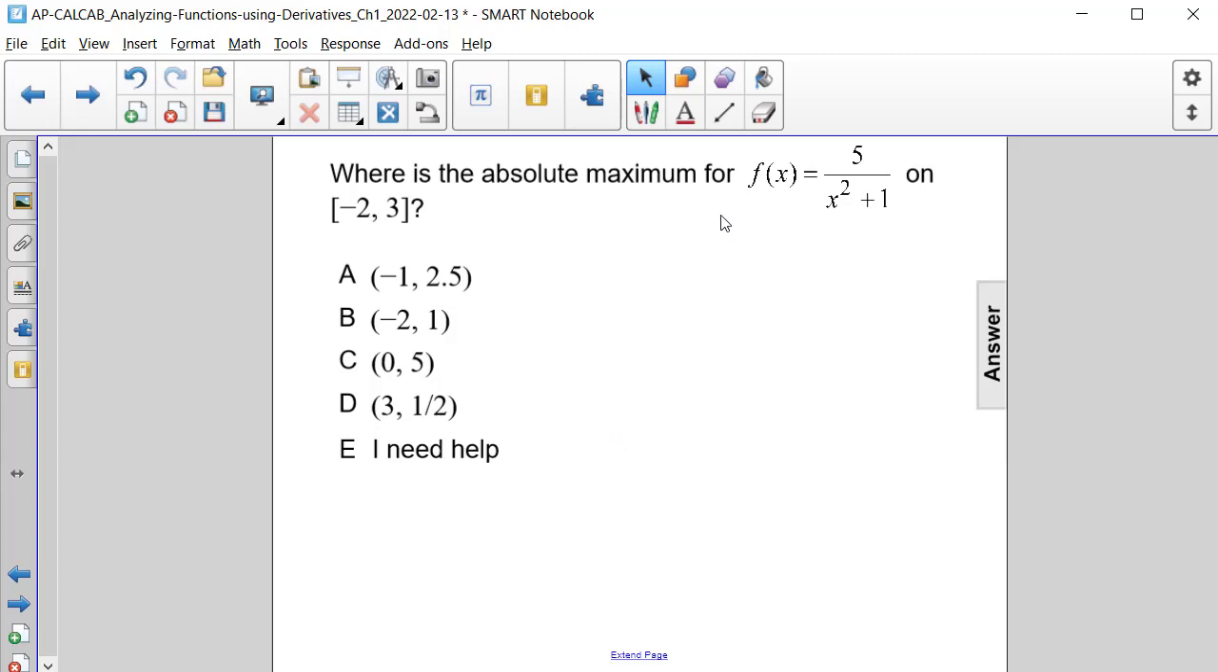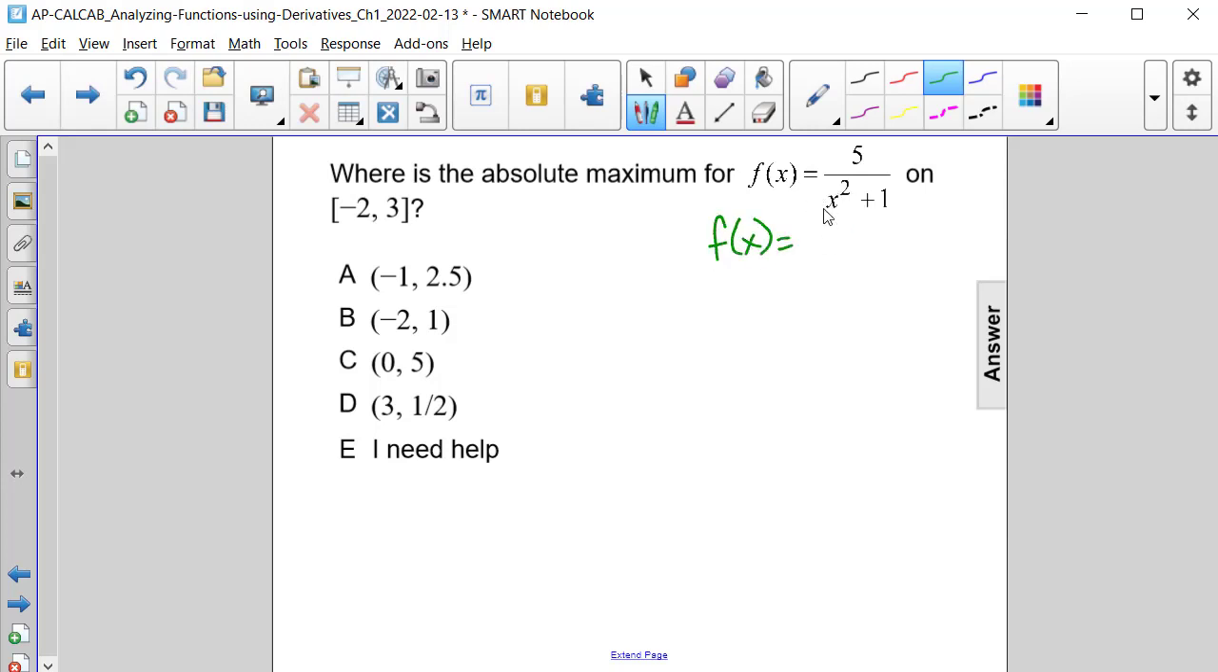Where is the absolute maximum for f of x is equal to 5 divided by the quantity x squared plus 1 on the interval from -2 to +3? Well, let's first start off by rewriting f of x, because we could rewrite f of x with the denominator raised to the negative first power. X squared plus 1 raised to the negative first power.